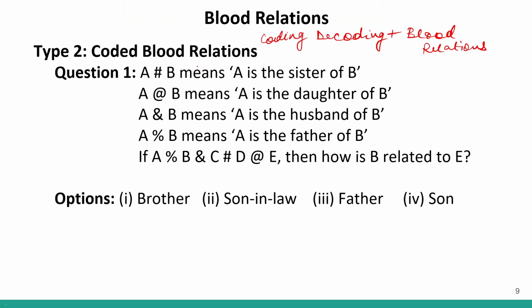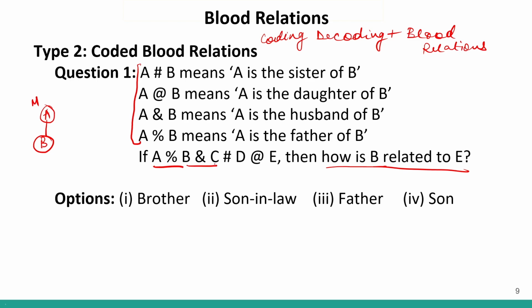So, let us come over here. It is given to us. This much is the information. Based on this information, this is the question, and the codes are given over here. Let us solve. A percentage sign B means A is the father of B. So A is the male father of B. B's gender is unknown.